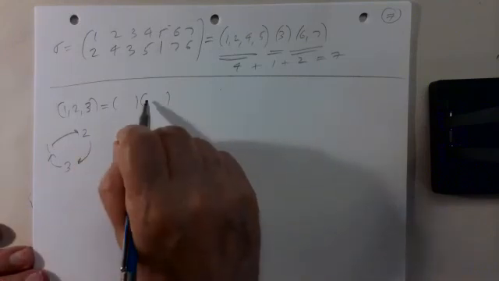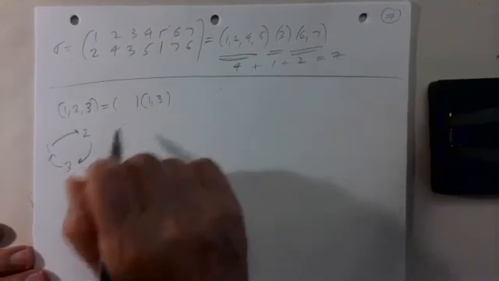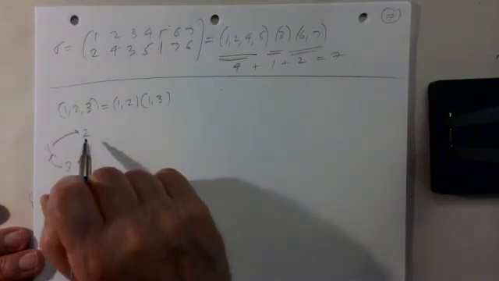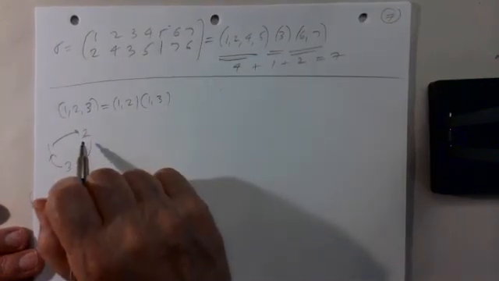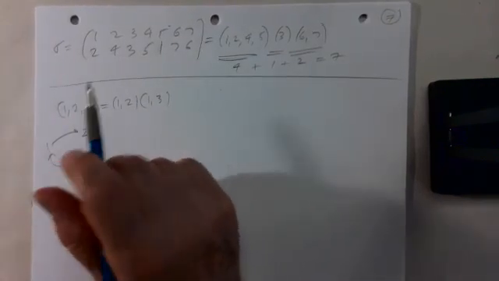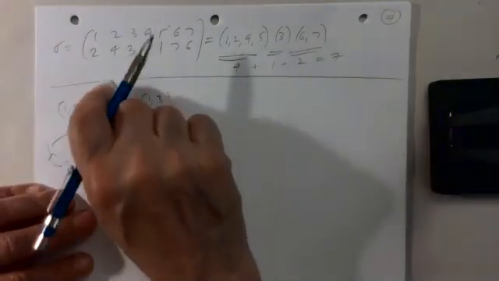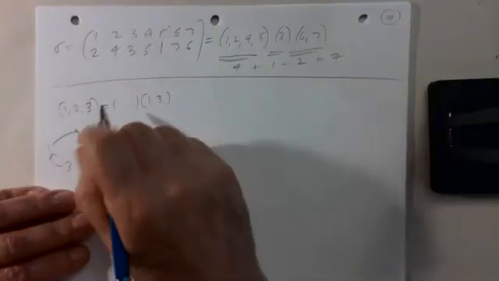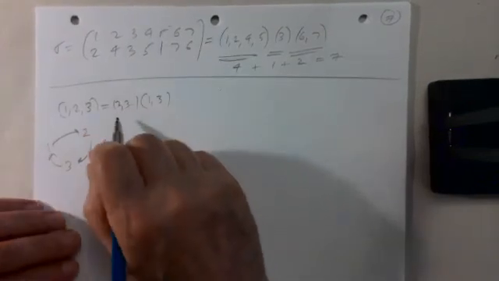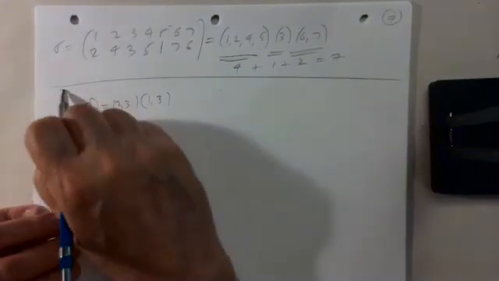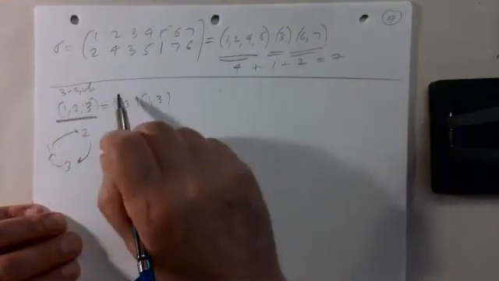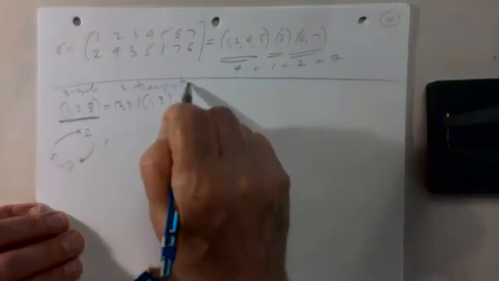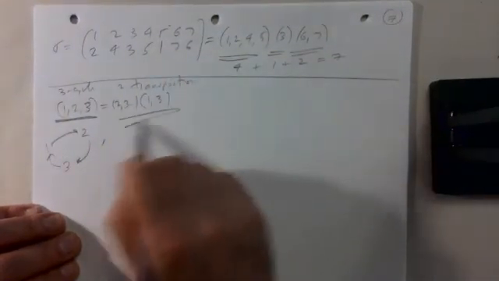So I could take the transposition that interchanges 1 and 3, and the transposition that interchanges 2 and 3, I think. Let's see. 2 and 3. So this is a 3 cycle. And here I have 2 transpositions. Let's see. What is this?